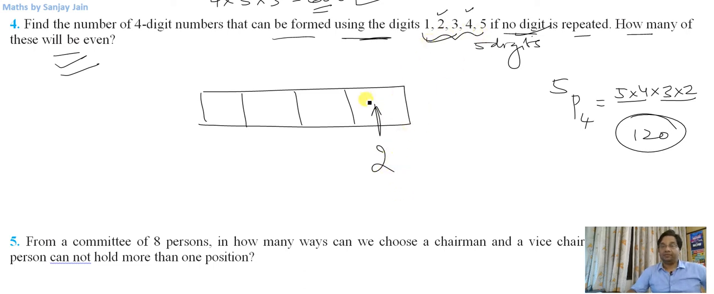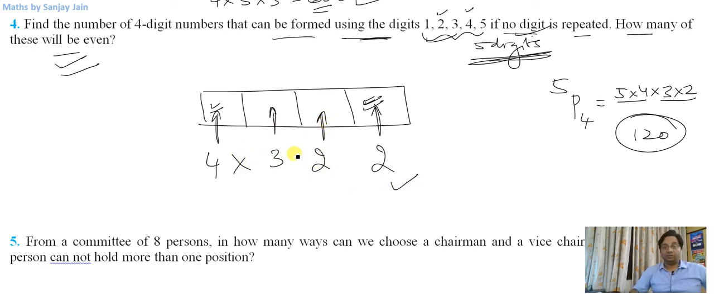Now once I have filled this place, it can be filled in 4 ways because total 5 digits are there. One of the digits I have placed here, so this place can be filled in 4 ways, this place can be filled in 3 ways, this in 2 ways, and this in 2 ways. So total number of options are 48 ways. These will be even digits.